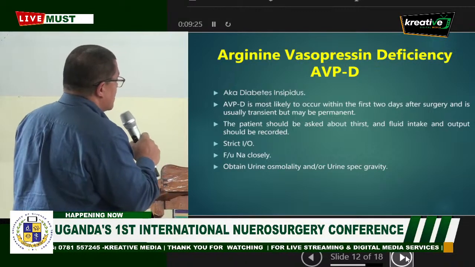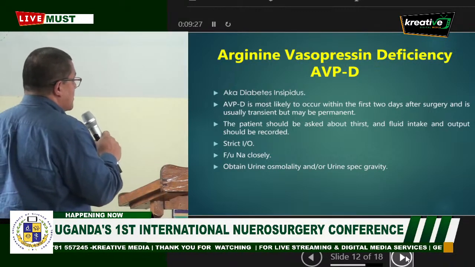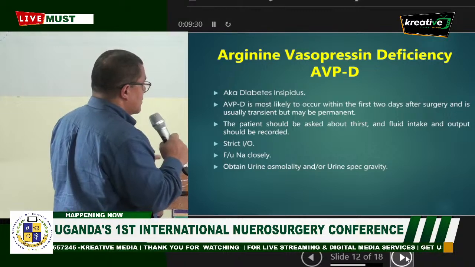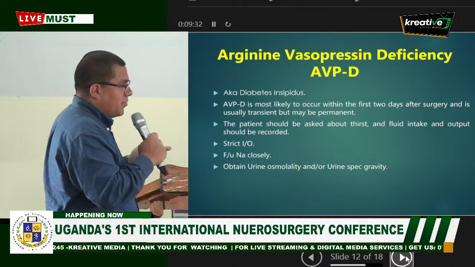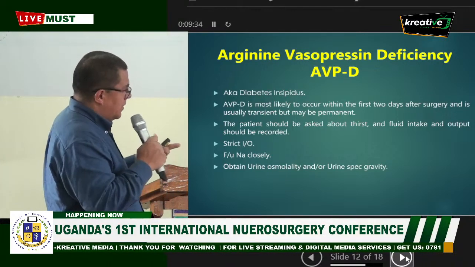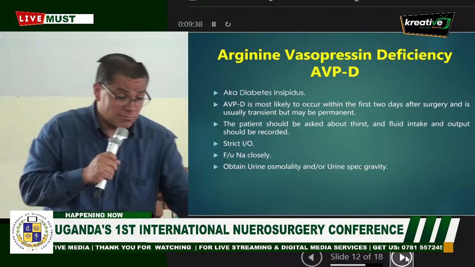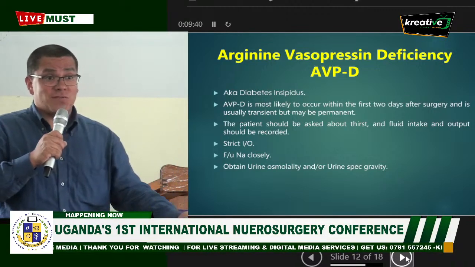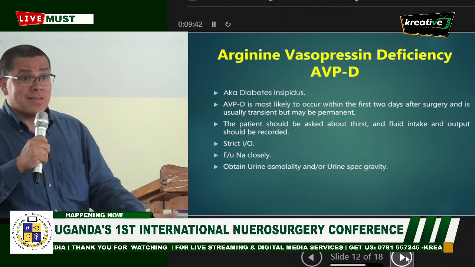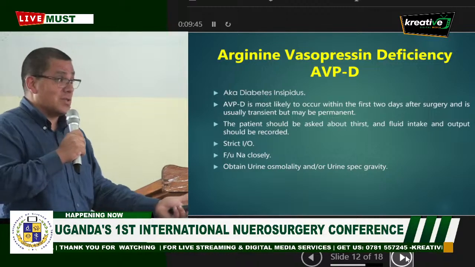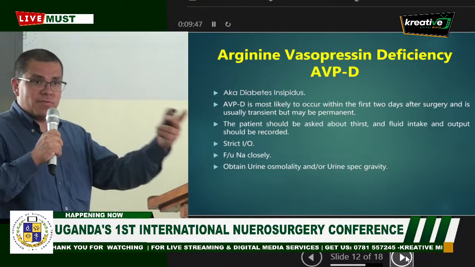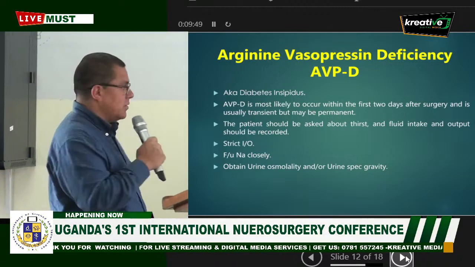It's very important to have strict ins and outs. It's very important to follow your levels of sodium closely. And whatever your capabilities are, follow the urine osmolality or the urine specific gravity. Or you'll see what the urine looks like. If the patient has a Foley, if it looks diluted, then you have a high suspicion that the patient has gotten into DI, along with excessive thirst, and those are clinical signs that you can use.